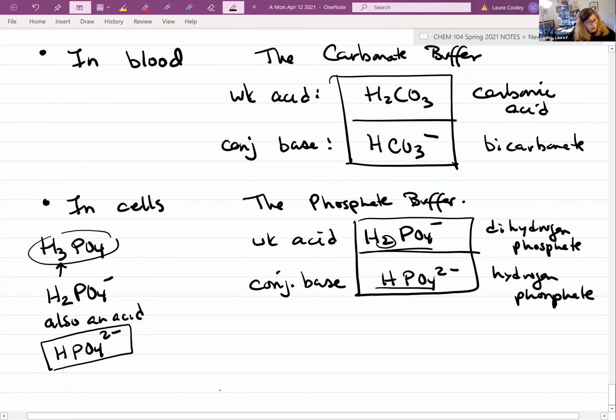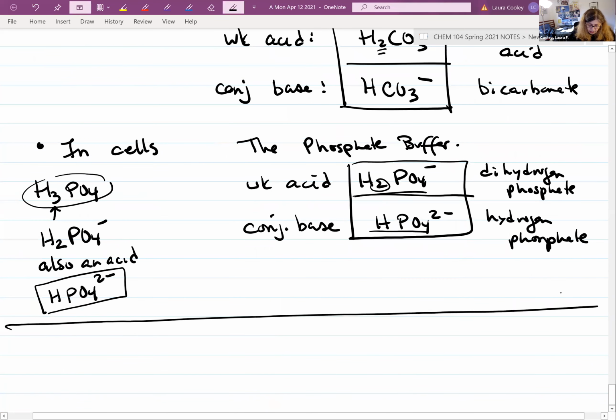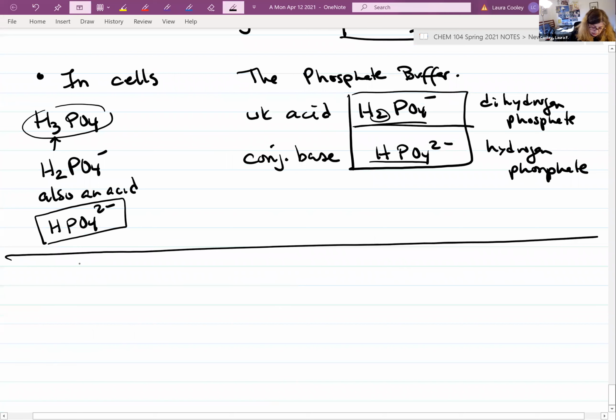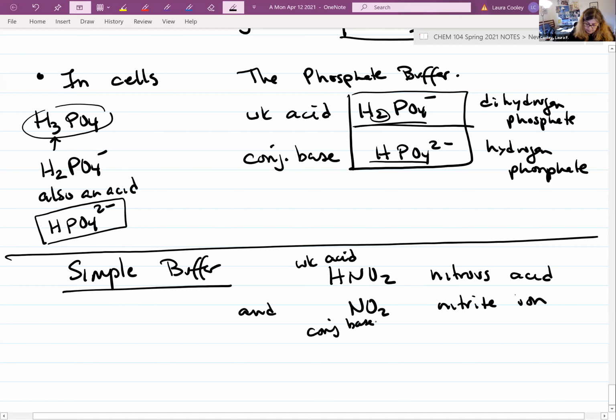Okay, so what I want to do is, I don't want to use these. They are a little bit complicated because this is a diprotic acid, has 2 H's, and I'll use that next. But for my first example, I'd like to use a simple buffer. And the one I'm going to pick is one that has HNO2, nitrous acid, and nitrite ion. So this is a weak acid, and this is its conjugate base. Okay.